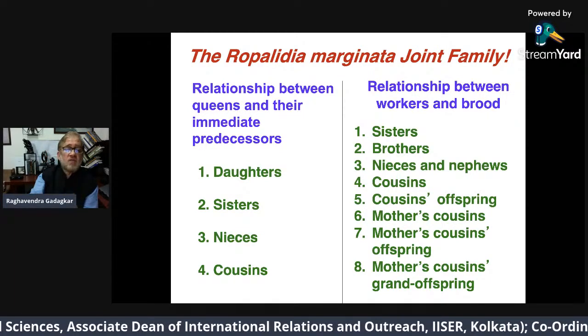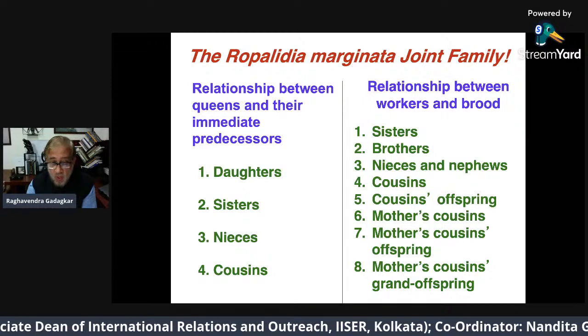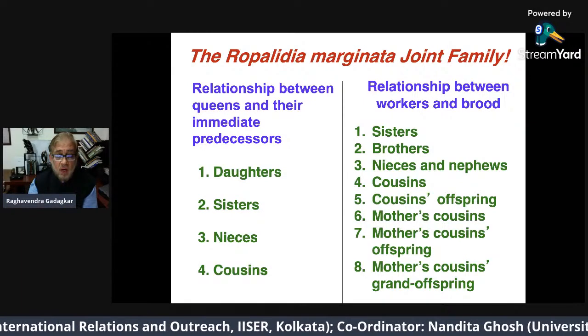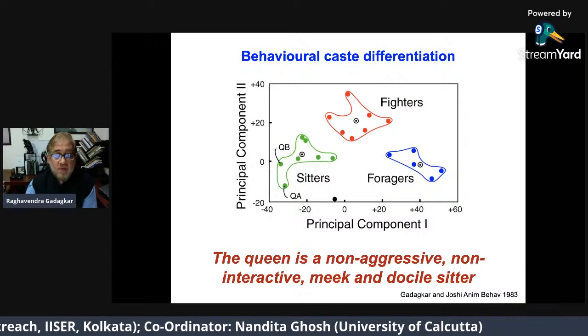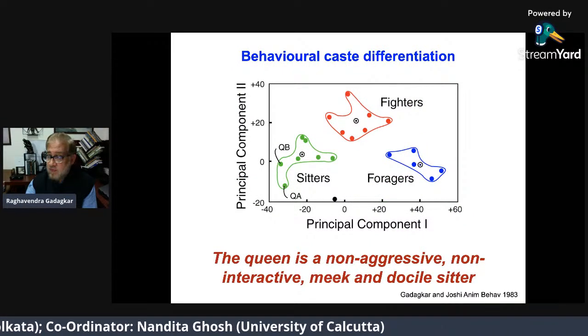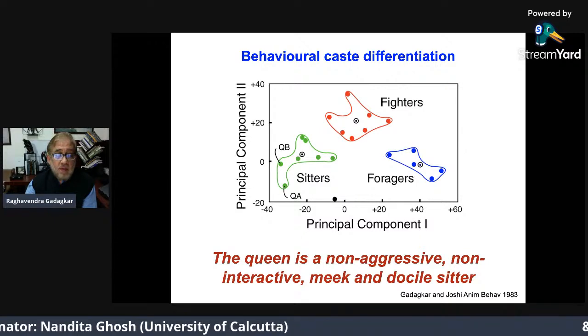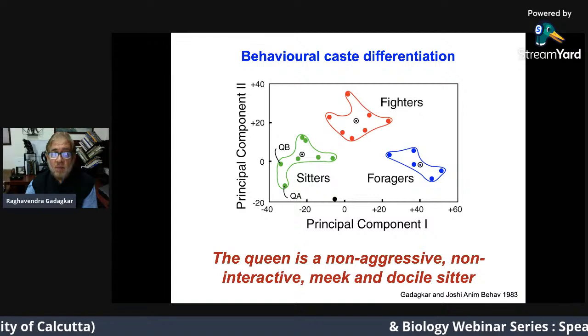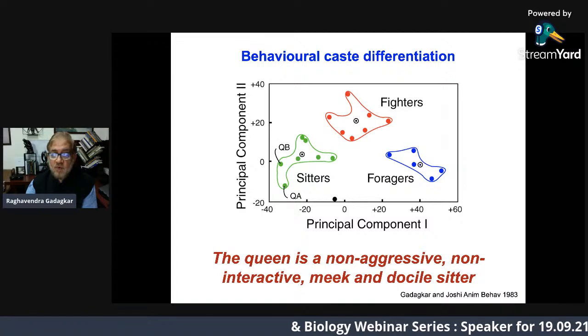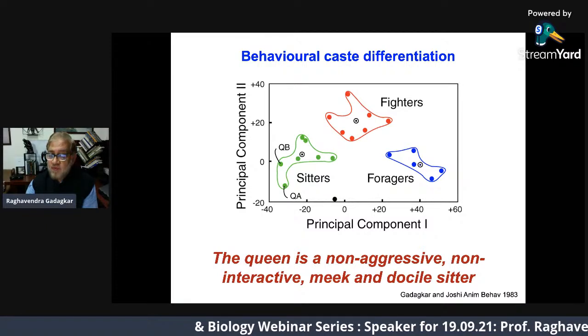Now, when you observe these wasps, we can actually show that there are three kinds of wasps in a colony. We have classified them into what we call sitters, fighters, and foragers. These are not morphologically different, but they are behaviorally different. So we call them behavioral castes, and we call this process behavioral caste differentiation.